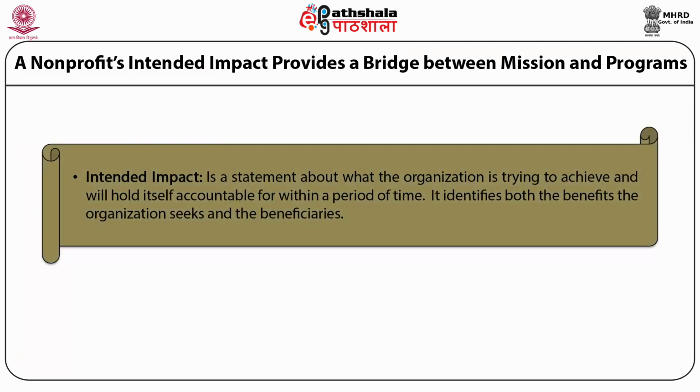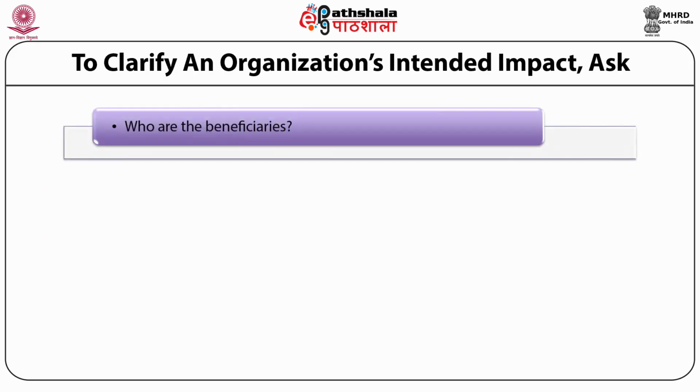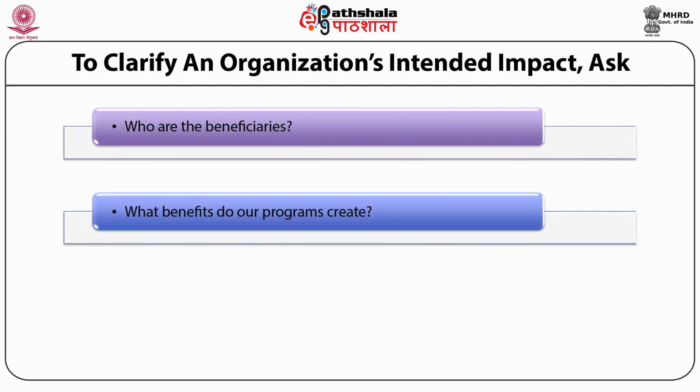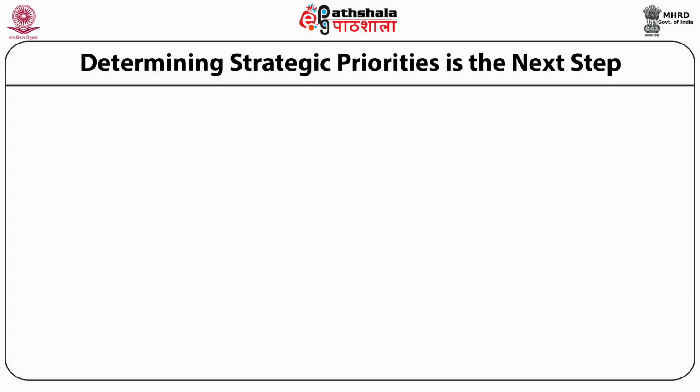Intended impact is a statement about what the organization is trying to achieve and will hold itself accountable for within a period of time. It identifies both the benefits the organization is seeking and the beneficiaries. To clarify an organization's intended impact, ask who are the beneficiaries? What benefits do our programs create? What won't we do?